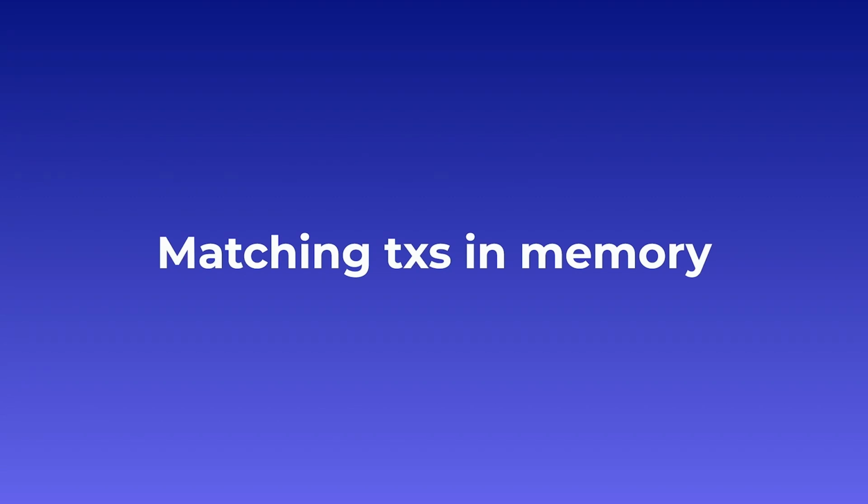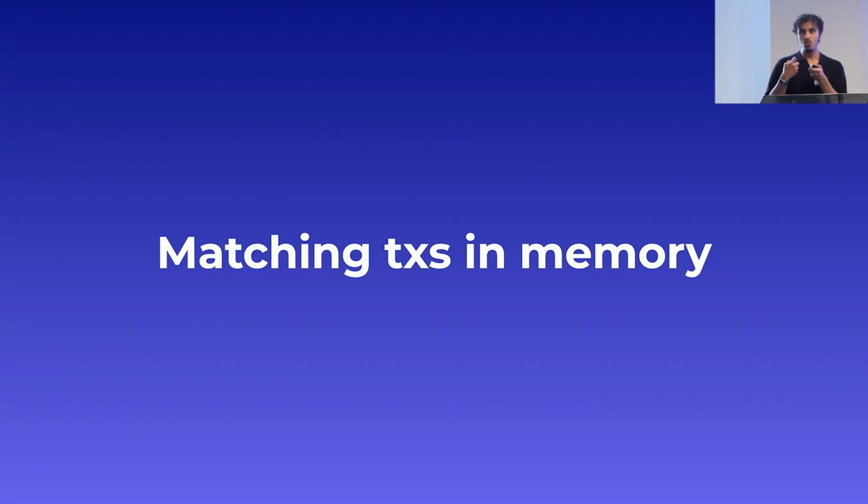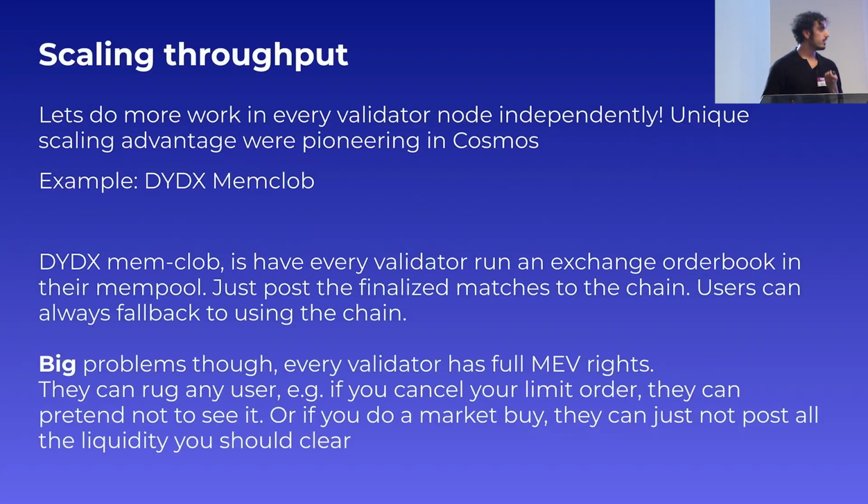Okay, so now the next big point I want to hit on is throughput. We're pioneering Cosmos throughput improvements. The idea I hit on the roadmap slide is that we have this desire to make validators do a lot. For instance, dYdX's memclub is basically having every validator run an in-memory order book, and then when they propose a block, they include matched orders. This is great because it really improved throughput. It's bad because every validator has full MEV rights. So what are things they can do?